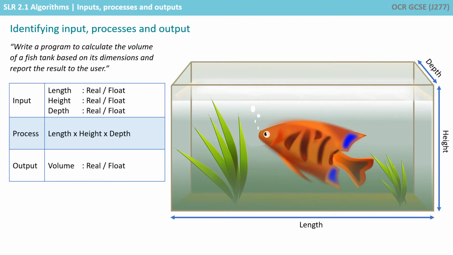Once that data has been input, we then move on to process. So we need to do something with those three variables. Well, to work out the volume, we need to do length times height times depth. And of course, there's no point in inputting that information and processing it with a calculation unless we then output the result. And the output would be another variable called volume, which again could have a fractional or decimal component, so it would be stored in a real or float.